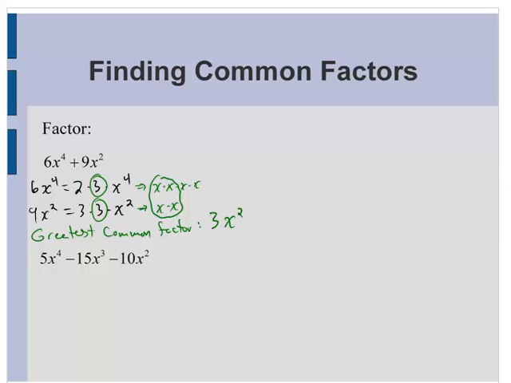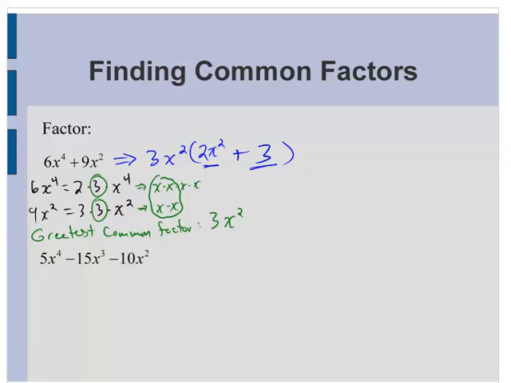3x squared. And so then we would want to write 6x to the fourth plus 9x squared as 3x squared times some quantity. Basically what we're going to do here is apply the distributive property backwards. 3x squared times what gives me 6x to the fourth? Well, 3 times 2 gives me the 6, and x squared times x squared gives me the x to the fourth, plus 3x squared times what gives me 9x squared? Well, I just need a 3 here.